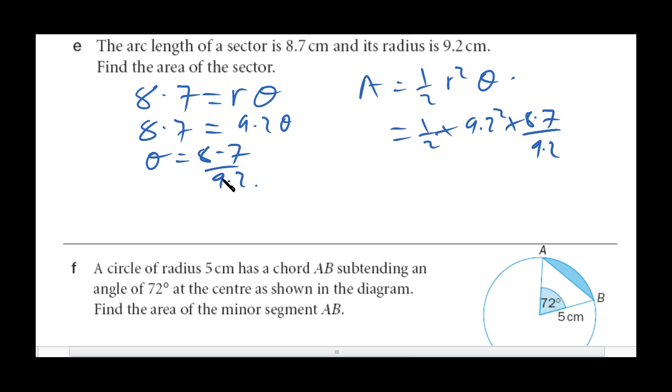I haven't bothered to work this out. You'll see why in a second. You'll see that we can cancel out one of the 9.2s. You've got 9.2 times 9.2, and you've got divide by 9.2, so you can cancel one of those out. So we're just left with a half times 9.2 times 8.7, and that comes out to be 40.2 to 3SF.